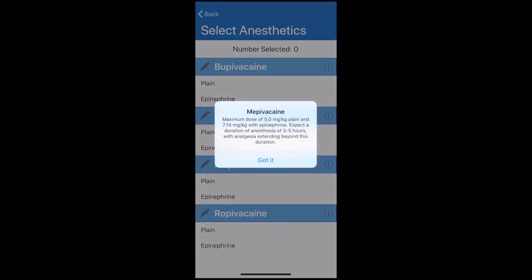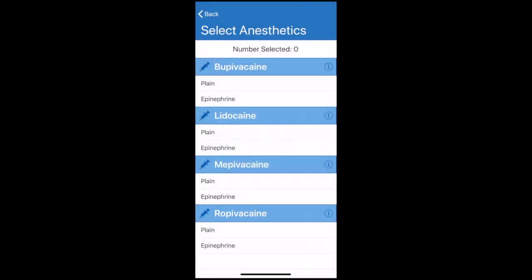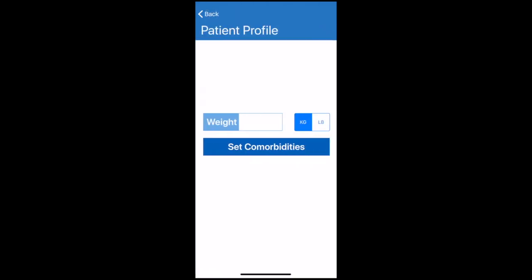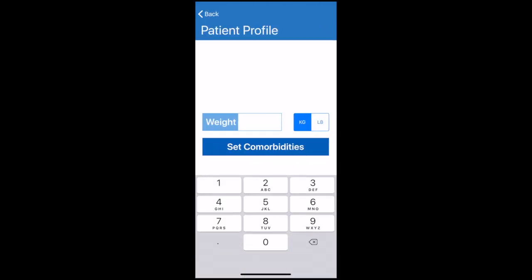The calculations are based on Miller Anesthesia 8th edition with adjustments for comorbidities based on Rosenberg et al.'s work in their 2004 publication, Maximum Recommended Doses of Local Anesthetics, a multifactorial concept.